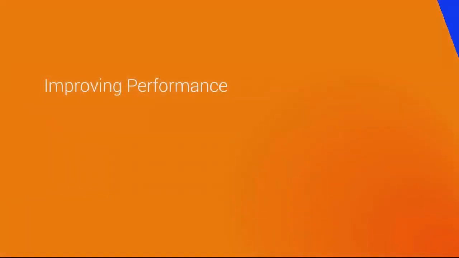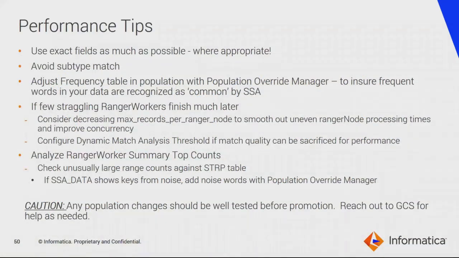Okay, improving performance. I've only got one slide on this, but I hope it's good enough. The best and easiest thing to do is to use as many exact fields as possible where appropriate, okay? This helps us eliminate as many SSA calls, and exact fields that are shared across many rules allow us to do early elimination of rules as we're doing the rule set evaluation for a given pair. Okay. Avoiding subtype match, I've talked about that before, and the reasons why that can shoot up the number of SSA comparisons.